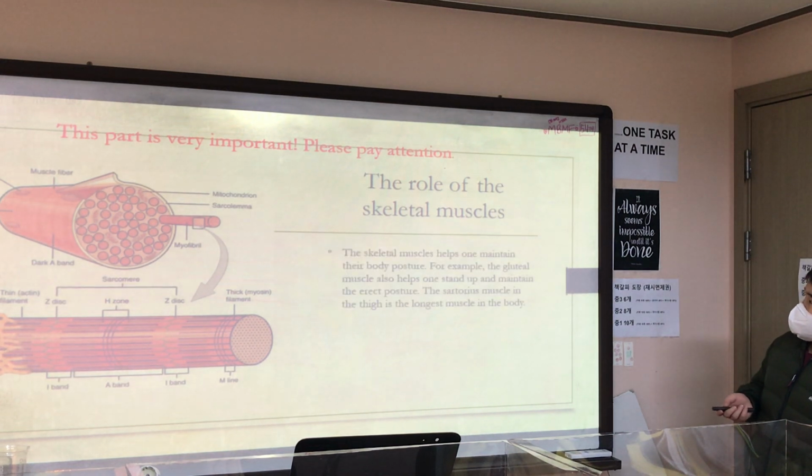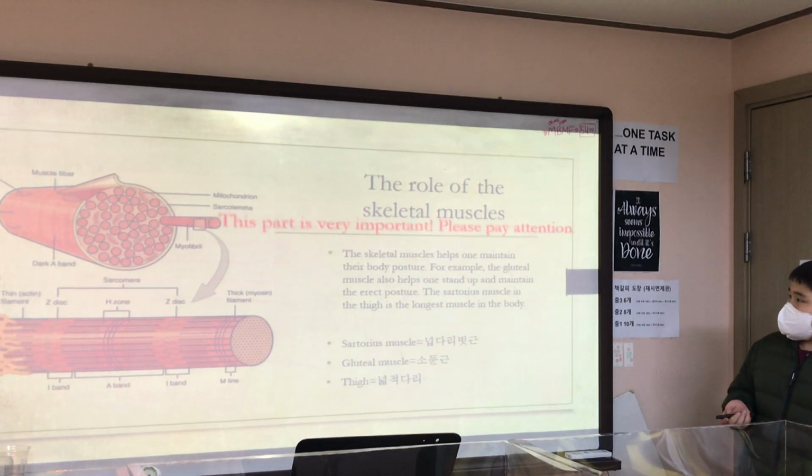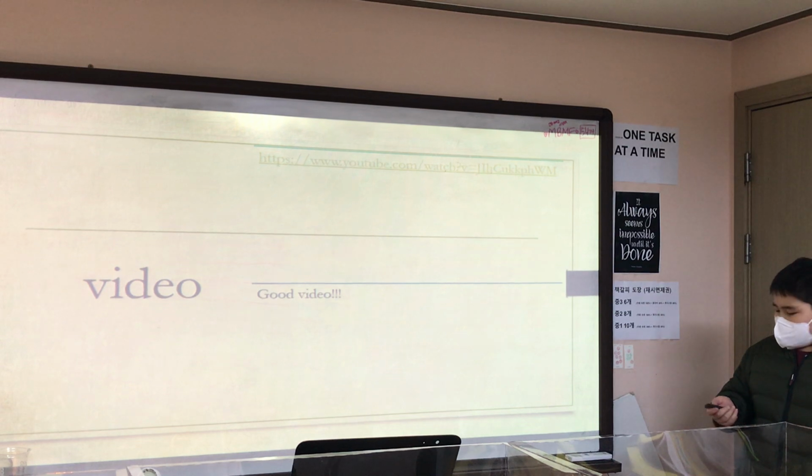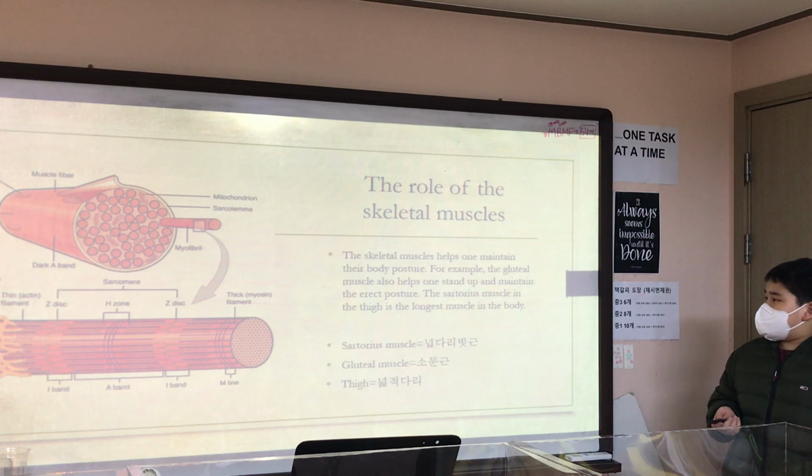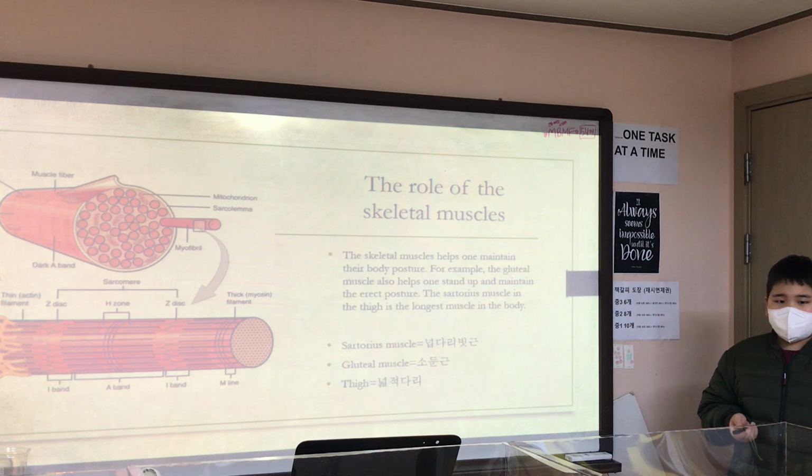The role of the skeletal muscles. The skeletal muscles help one maintain their body posture. For example, the gluteal muscle also helps one stand and maintain the erect posture. The sartorius muscle is the longest muscle in the body.